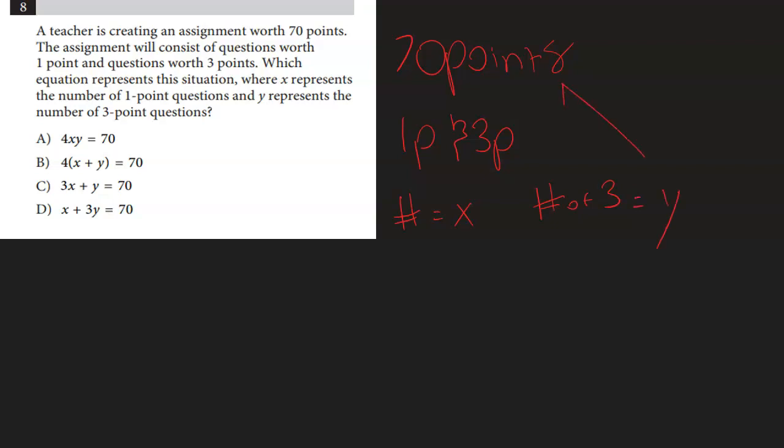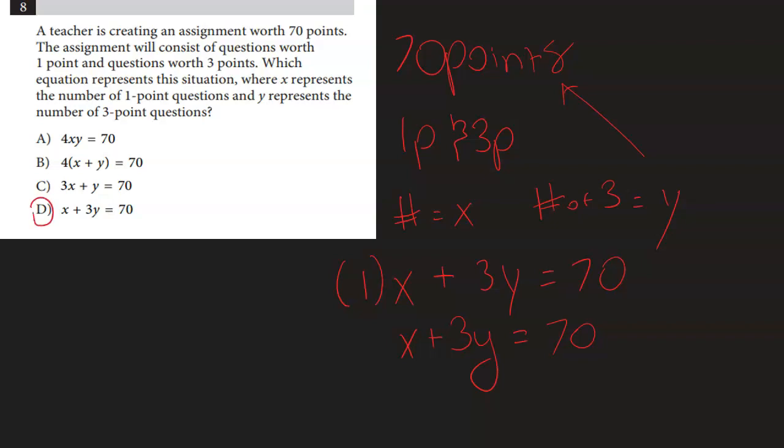But we're solving for the amount of points, so we need to keep that in the equation. So we know the number of them is x, and they're going to be worth 1. And we know there's going to be y amount of 3 point questions. We know they're going to add up to be 70 points, and so that's why I would write the equation this way. And so looking at the answers, that immediately is D.